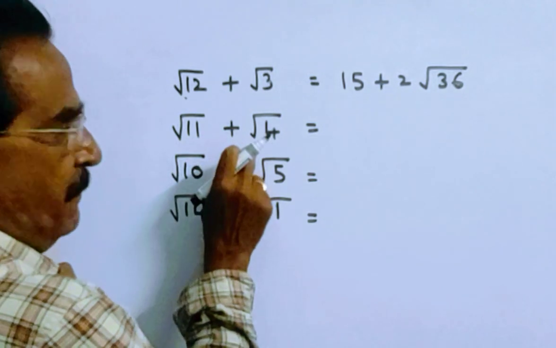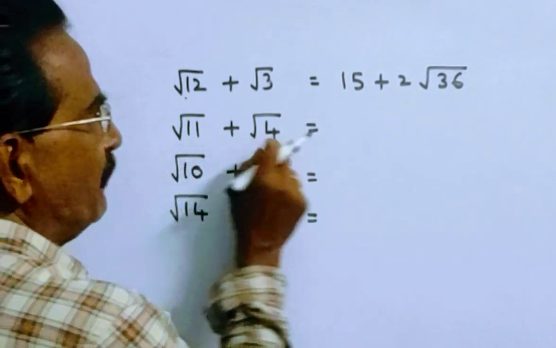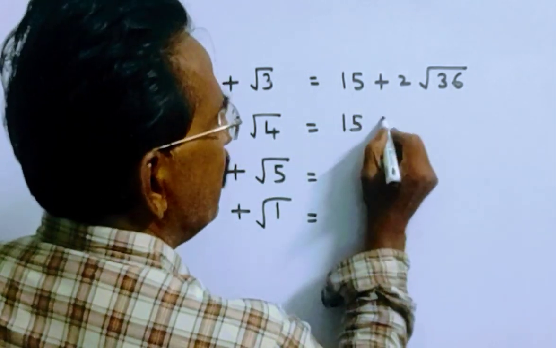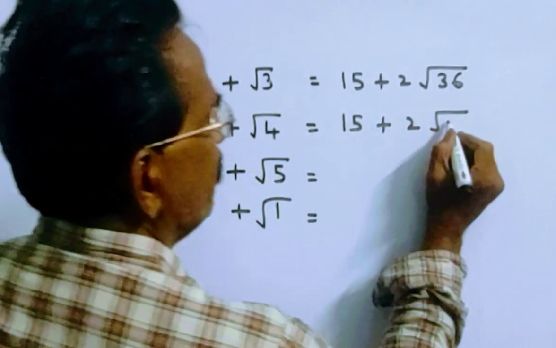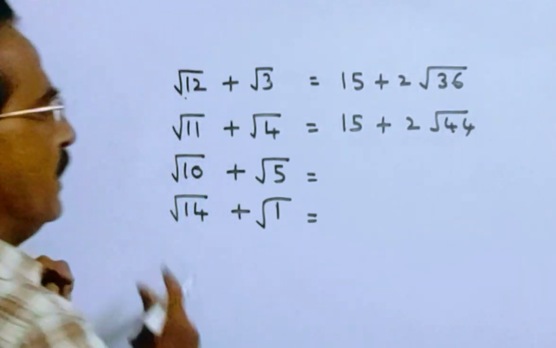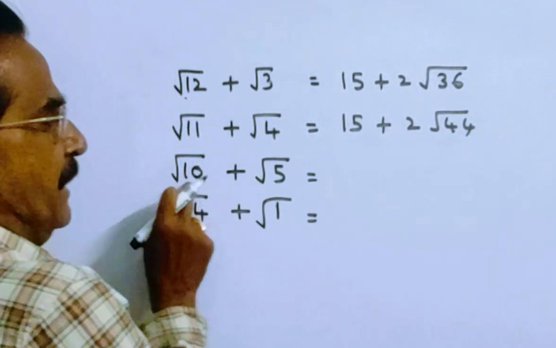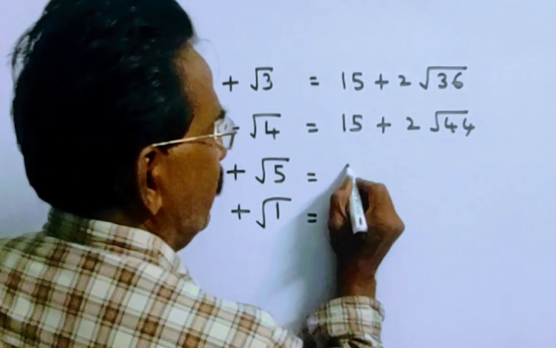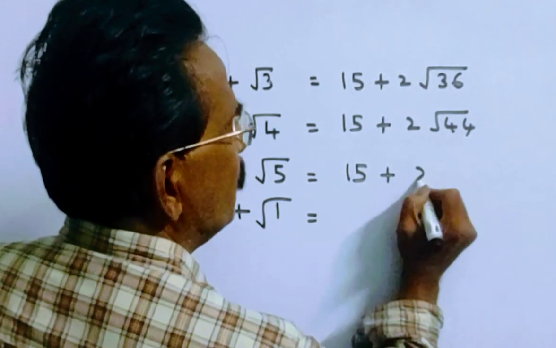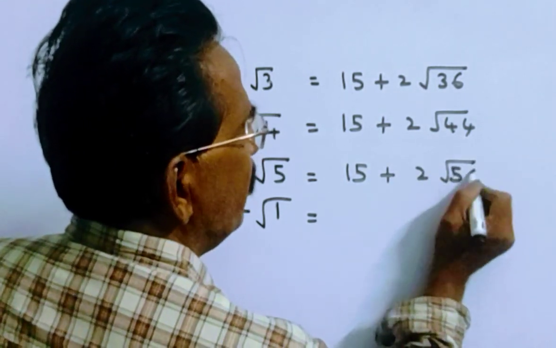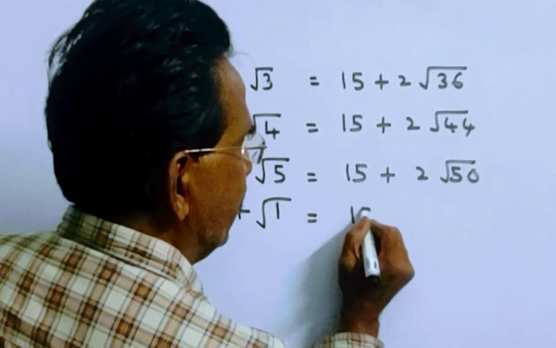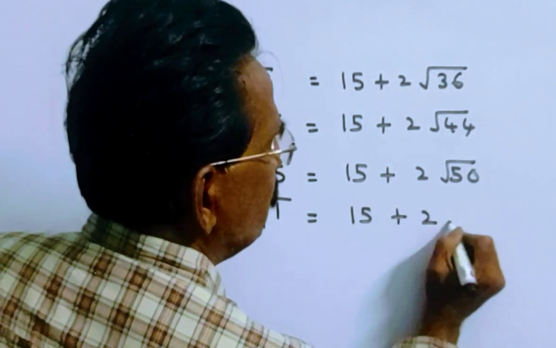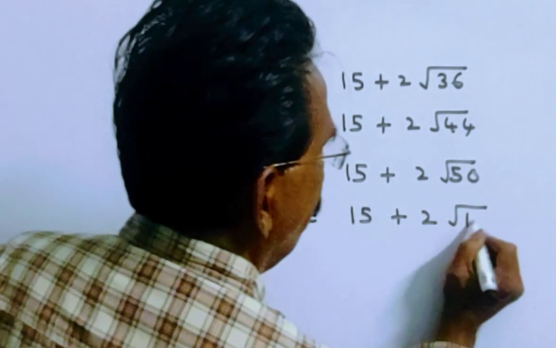On squaring this number, a square plus b square means 11 plus 4, 15, plus 2ab term, 2 root 11 fours 44. And 10 plus 5, 15 plus 2 root 50. And this is 14 plus 1, 15 plus 2 root 14 into 1, 14.